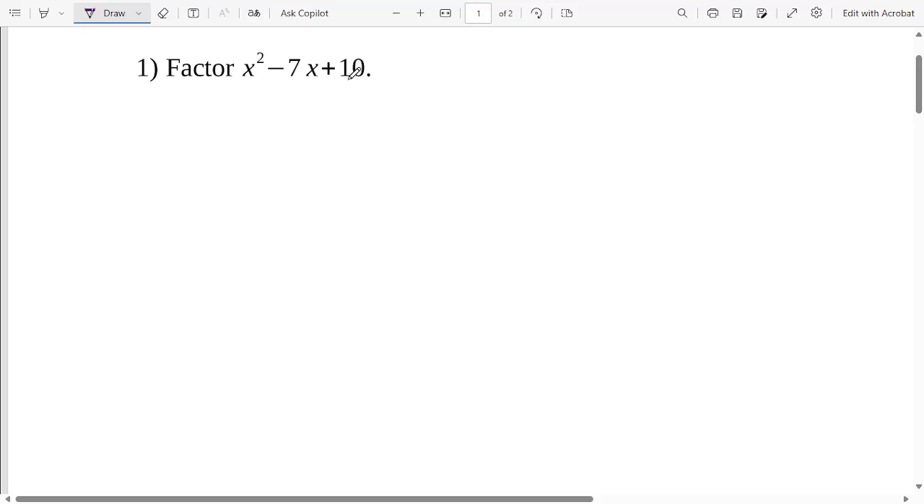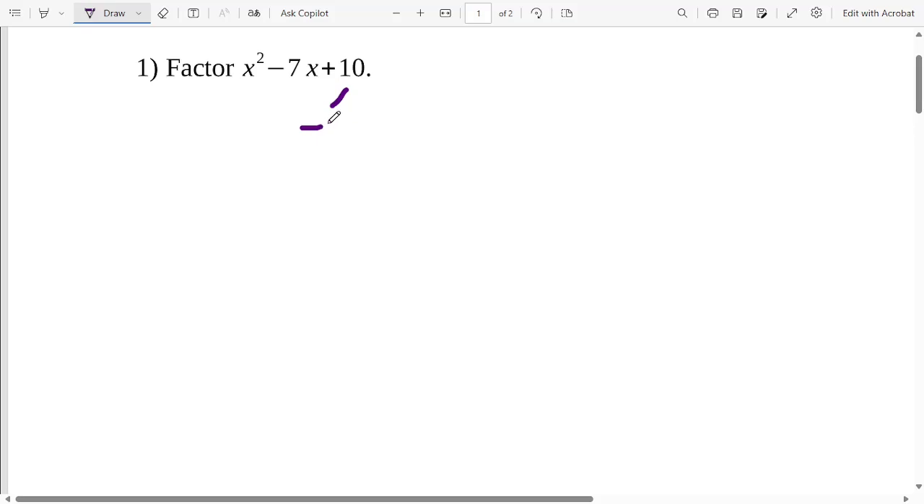Okay, so we look at the term b. This is the term in front of x. This is a negative number. And we look at c, the constant at the end. That is a positive number, meaning that we have to have two negative factors. So let's list the negative factors of positive 10.